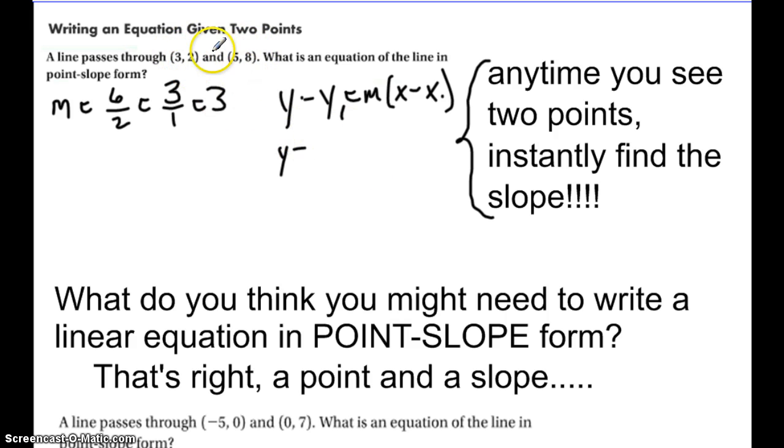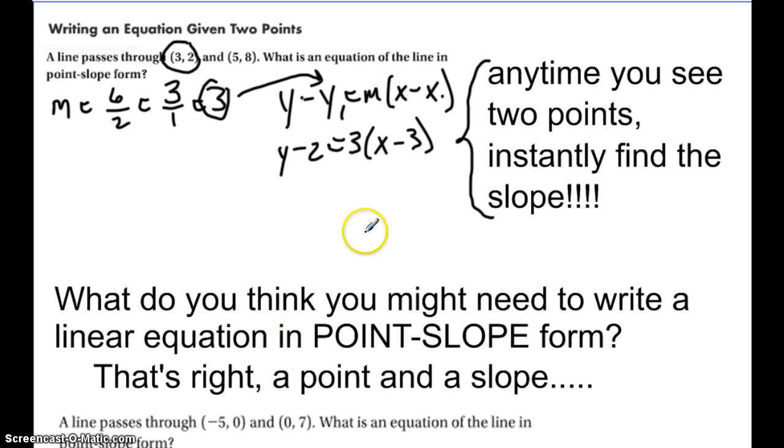So I'm going to have y minus 2, that's my y1, equals my slope, which we know is 3. And we're going to have that x minus our x value for this point, 3. And we're done. We use this point and this slope into point slope, and that was our solution.